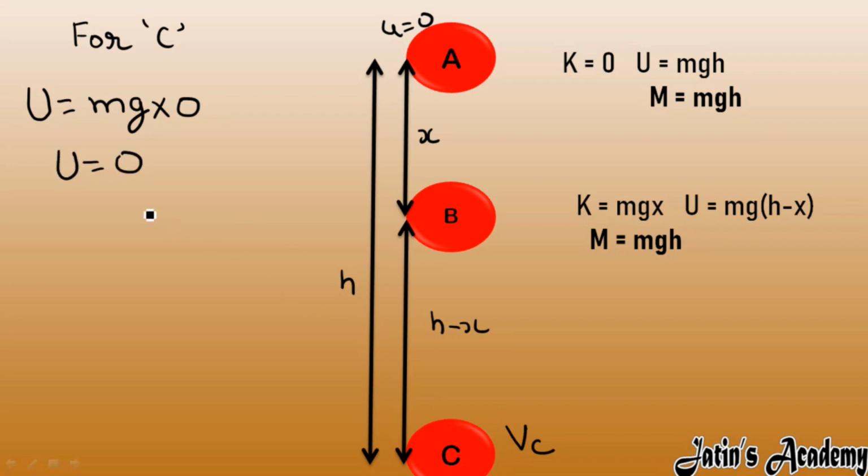Now let's calculate the kinetic energy. Kinetic energy at point C is half m vc square.